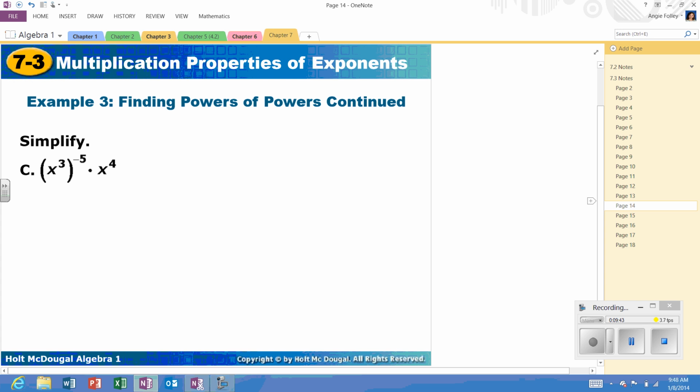Okay, so we're going to take this step by step. We're going to multiply this first, and that becomes x to the negative 15th power times x to the 4th power. We still have that. Now, since we have a base that is the same, we're going to add our exponents. Well, negative 15 plus 4 is negative 11, and we don't want to have any negative exponents, so we're going to move that down to the denominator as 1 over x to the 11th.